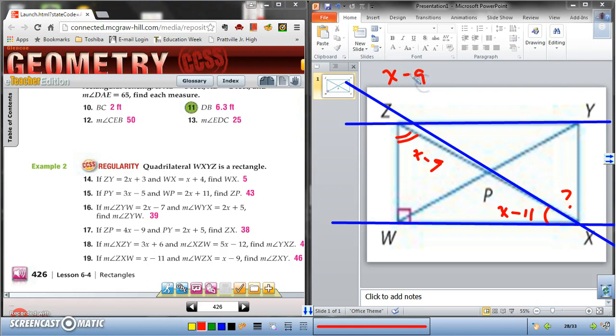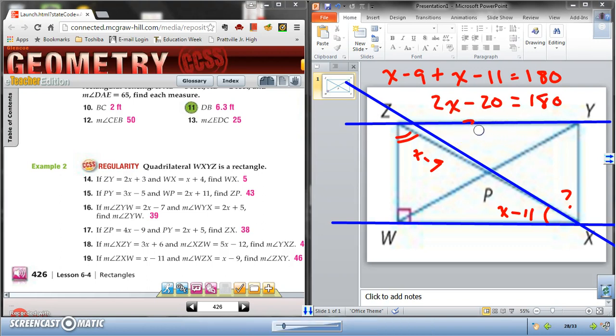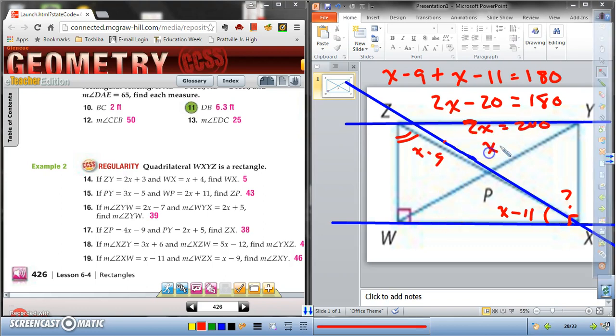So the way that I'm going to solve for x here is to add these two angles together and set them equal to 180 degrees. So solving there, we get 2x is equal to 200. Okay, so then x would be equal to 100. And then we take this value for x, plug it in there to find the measure of this angle. So you've got 100 minus 9 gives me 91 degrees.